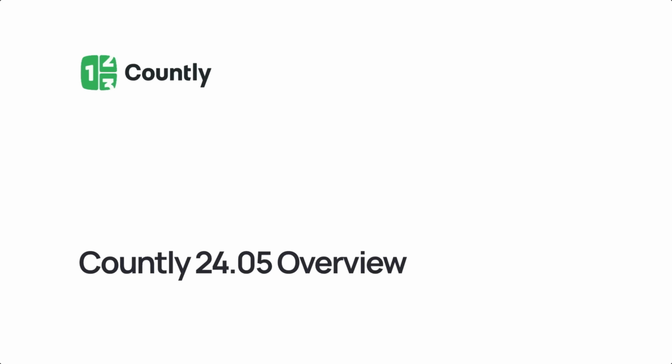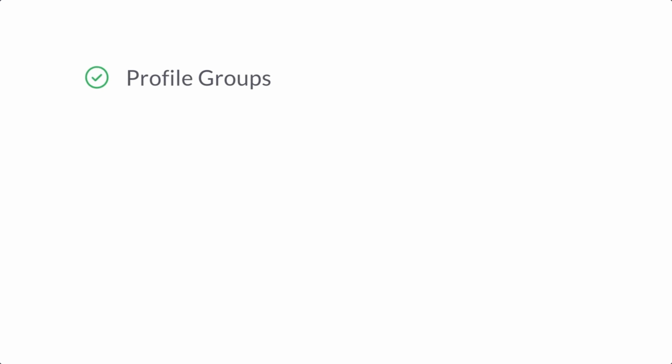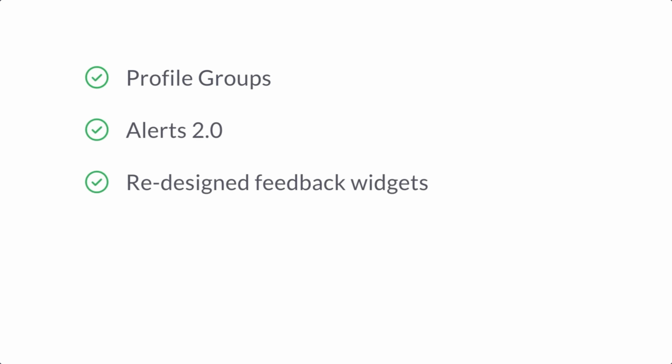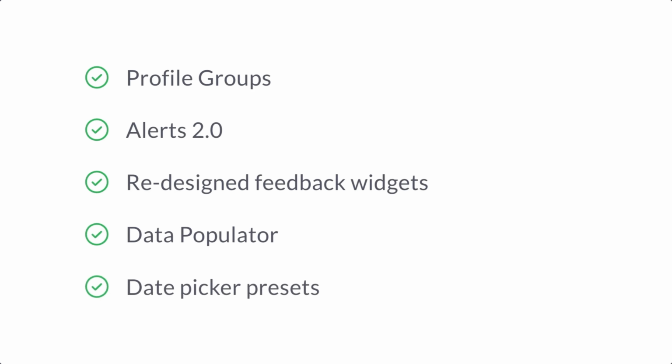Let's look at what's new and improved in Countly 2405. We have hundreds of big and small updates in our newest release. In this video, we'll go over 15 of these updates, including Profile Groups, the new sister of our beloved cohorts, Alerts 2.0, freshly redesigned and awesomely responsive feedback widgets, a very strategic new data populator, and date picker presets, something you didn't realize you needed but will love using.